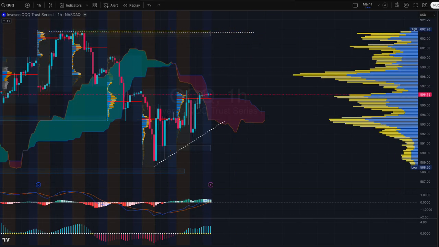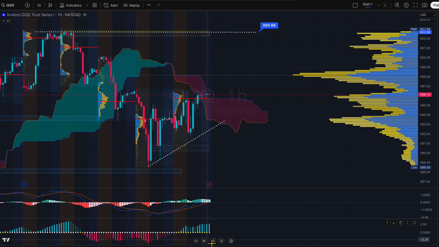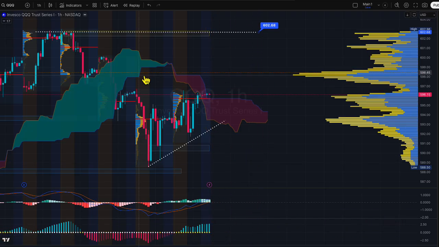So the next target would be around here as the market pushes up, to the 602 area. The market is still pushing on QQQ. Look at the volume, look at the squeeze, look at the condition changing. So that's why. We had a bear cycle, now the market is flipping to the bull side on QQQ.